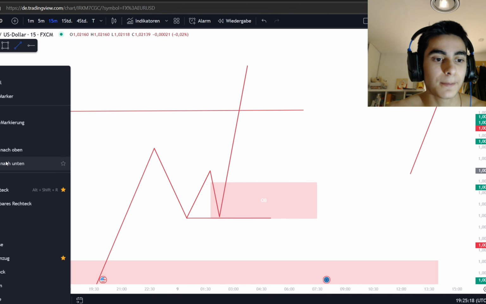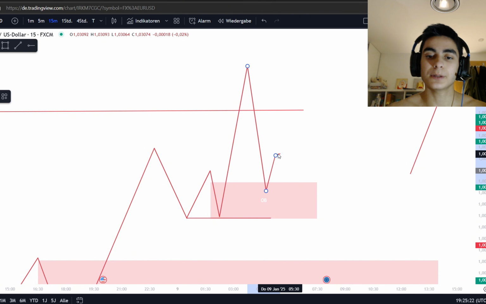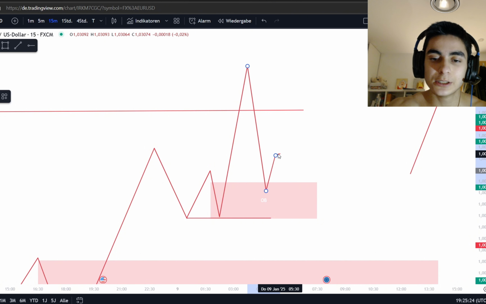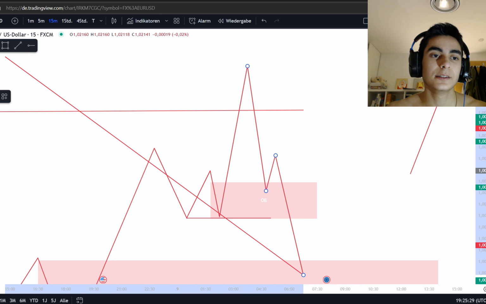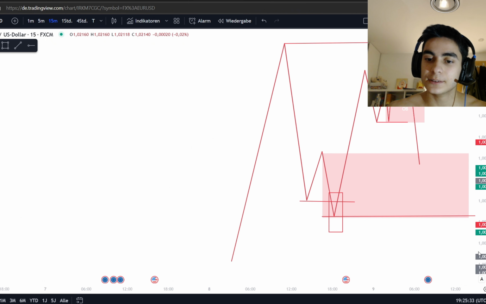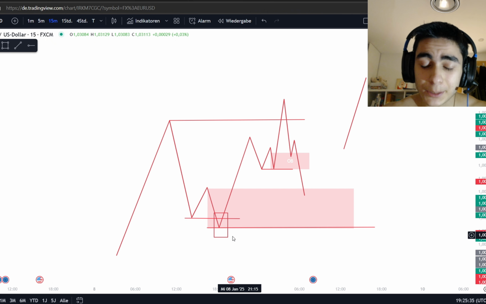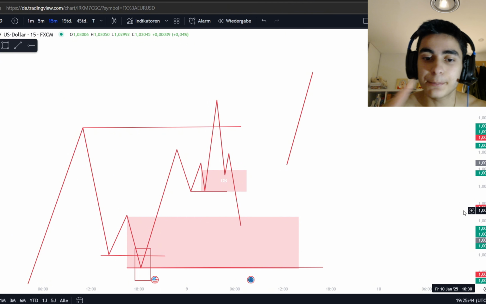If price comes back to here, shows a reaction, a lot of traders will enter right here. That's when they get taken out, and that's when price comes into the order block where it swept the liquidity. That's the first scenario that can happen.